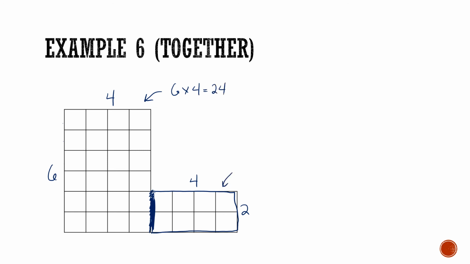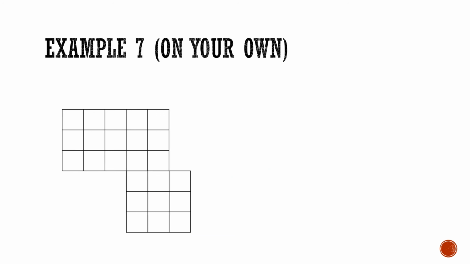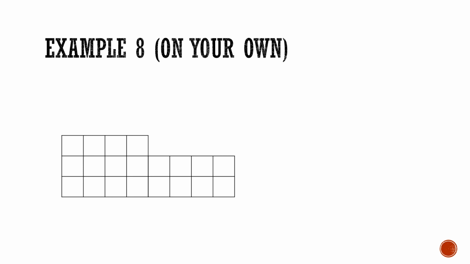If I find the size of this array first, 6 times 4 equals 24. Then I can find the size of this array. 2 times 4 equals 8. Now I just have to add them together. 6 times 4, that's the first array, plus 2 times 4 is going to give me the total. So 6 times 4 was 24, plus another 8, 32. See if you can do this next one on your own. Pause it while you work. Here's another example to try on your own. Good luck.